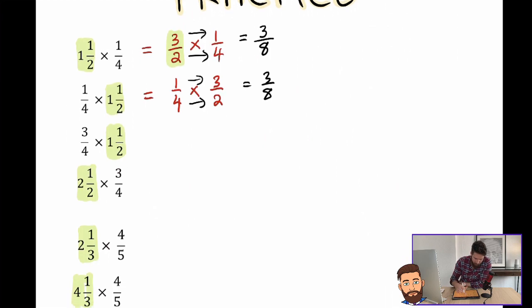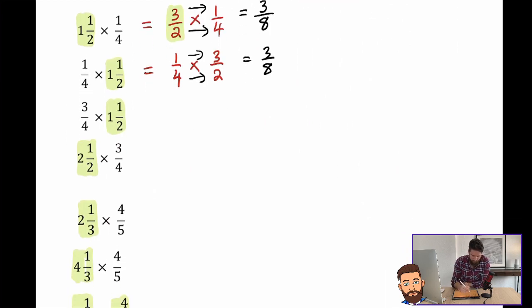Okay, moving on to the next one. Same method. Every time you see a mixed number, you need to change it. So this will be 3 quarters times by, changing this 1 1/2. Well, we've just seen that 1 1/2 goes to 3 over 2. Then you just times across. There is no opportunity here to cross cancel, so we just need to times across, and we'll get 3 times 3 is 9, 4 times 2 is 8.